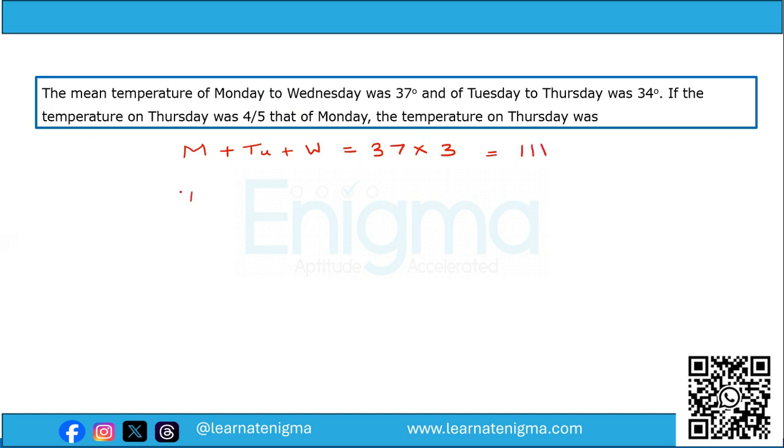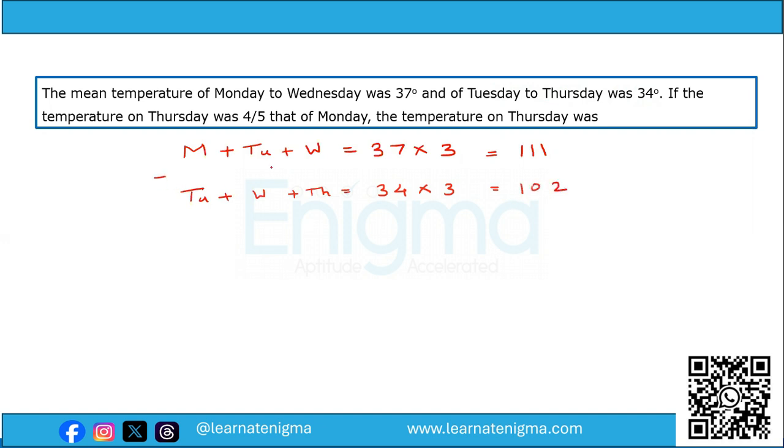Now, Tuesday plus Wednesday plus Thursday will be 34 multiplied by 3 because there are 3 days again, Tuesday, Wednesday, and Thursday, and mean or average is given to us as 34. So 34 into 3, we get the answer as 102.